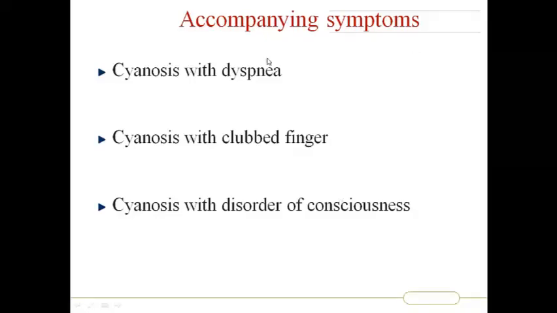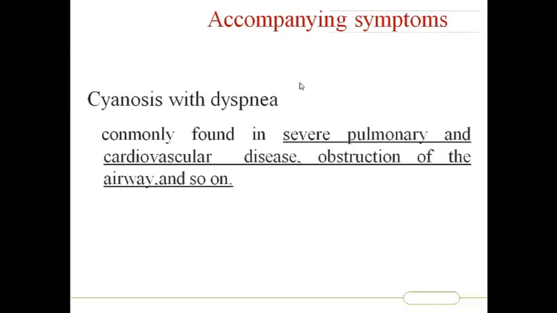Accompanying symptoms here: cyanosis with dyspnea, cyanosis with clubbed fingers, and cyanosis with disorder of consciousness. One by one, cyanosis with dyspnea is commonly found in severe pulmonary and cardiovascular disease, or you can see it in obstruction of the airway and so on. What is dyspnea? Dyspnea is the feeling of breathlessness.